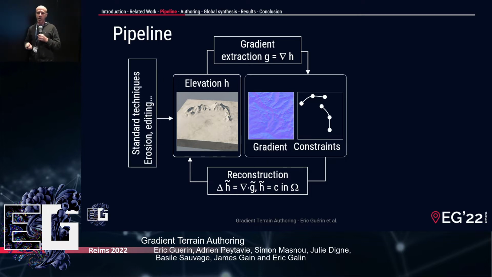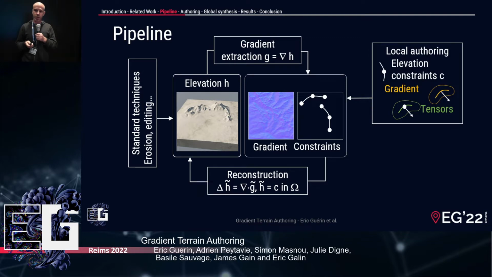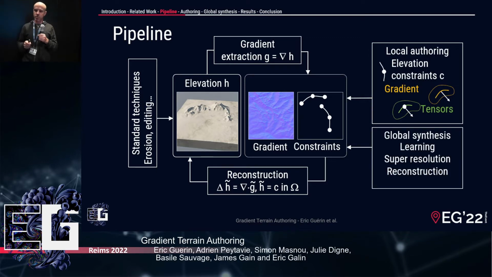Gradient-based algorithms are attractive in the scope of terrain modeling because of the gradient being representative of the slope, of course. Thus, we propose both local and global tools for authoring details and generating a gradient map from scratch.